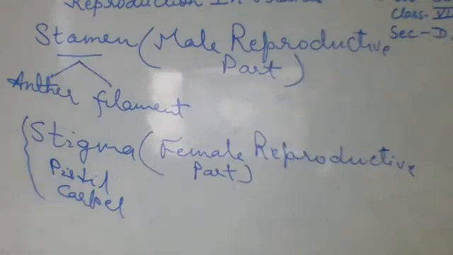Gauri. Yes, ma'am. You tell me what is self-pollination and what is cross-pollination, or differentiate between self-pollination and cross-pollination. Self-pollination. The pollination that occurs from anther to stigma in the same flower is known as self-pollination, and cross-pollination happens when pollen grains are transferred from anther to stigma in different flowers. That is known as cross-pollination. Clear? Yes.